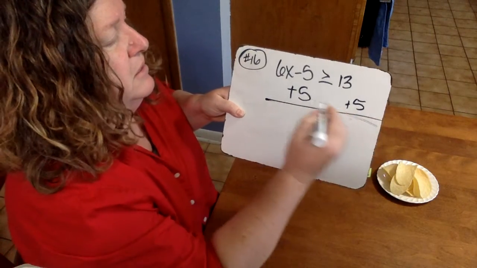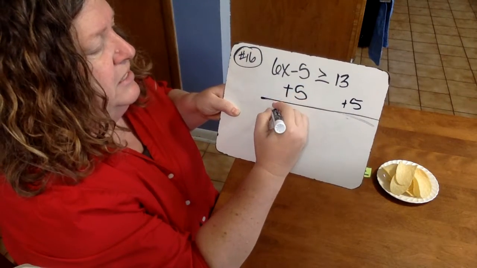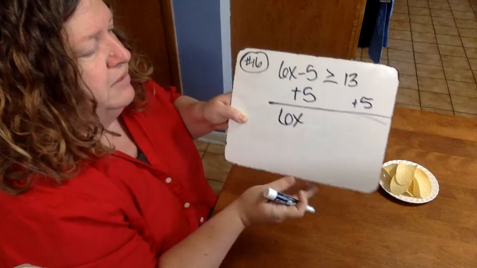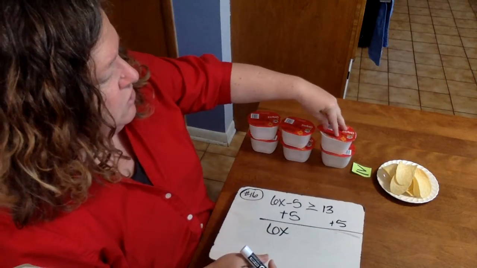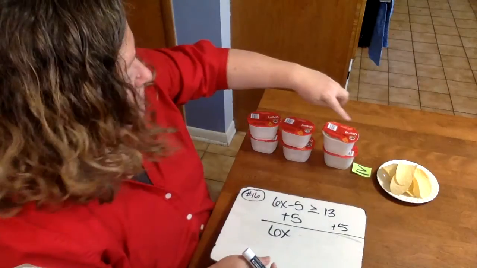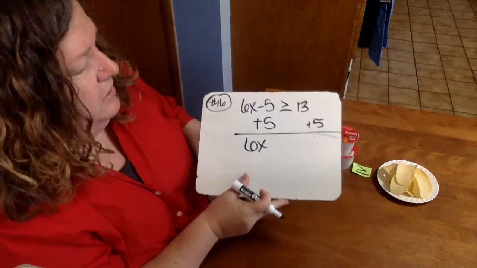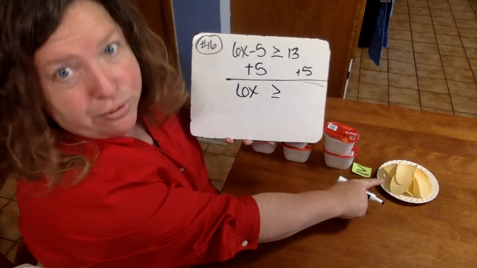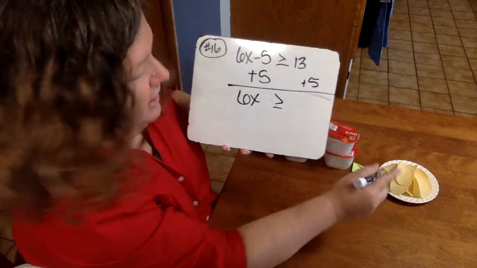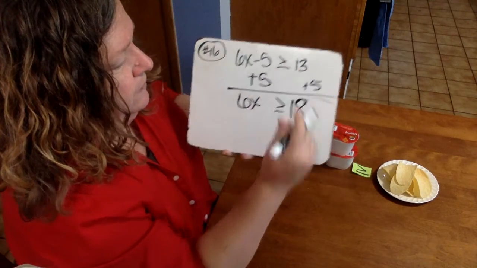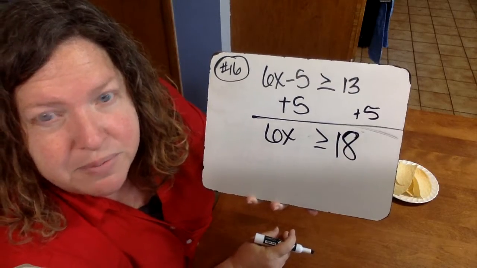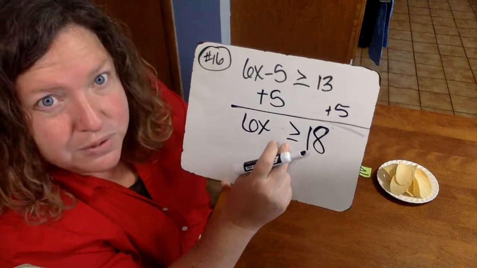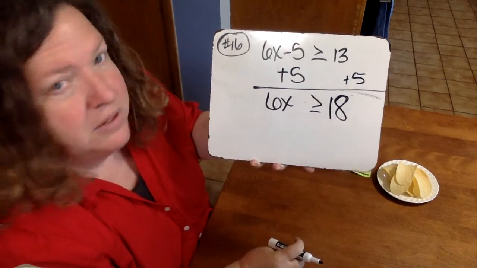Now, here's what we've got. Here's what our problem is. We have 6 groups of a mystery amount. It's all groups. We don't have to do anything with it. It's just 6 groups of a mystery amount, and it's greater than or equal to... We had 13 over there before. We added 5. So we have 6 groups of a mystery amount is greater than or equal to 18.